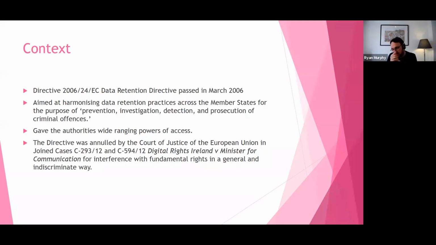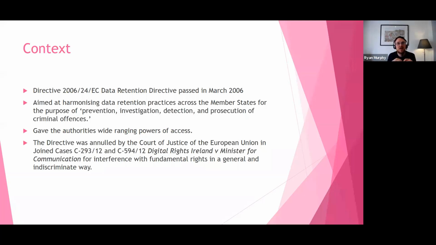The measure was challenged, and the challenge ended up before the European Court of Justice. The Court of Justice of the European Union, in the joined cases 293/12 and 594/12, actually annulled the directive. They said this directive, in an indiscriminate and general way, interferes with people's fundamental rights, including the right to privacy. And therefore, the directive was ruled to be unlawful by the European Union's own court. That's the context for where we are.